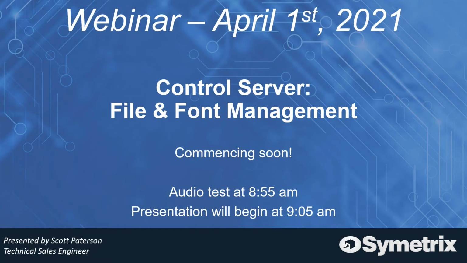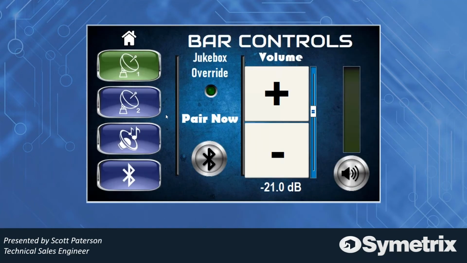So let's move forward. Bar controls, as you can see, is a different font from Jukebox Override. Pair Now and Volume are completely different. Text fonts as well. So I have four different fonts other than the standard Arial. Well, even Arial, come to find out, isn't quite standard. It is a licensed font, but you know what I'm saying.